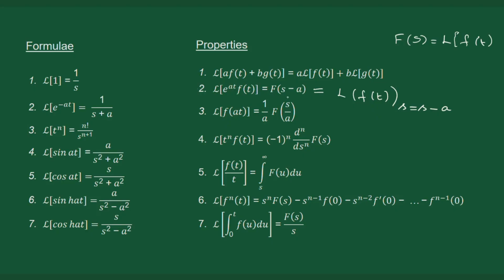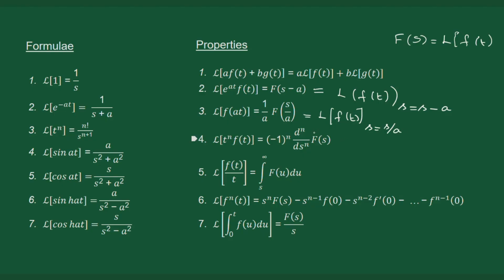That is, we have to find out L of f of t, and in that result, we have to substitute s equal to s minus a. Similarly, this f of s by a is nothing but L of f of t, which we want to find out, in which s should be substituted as s by a.